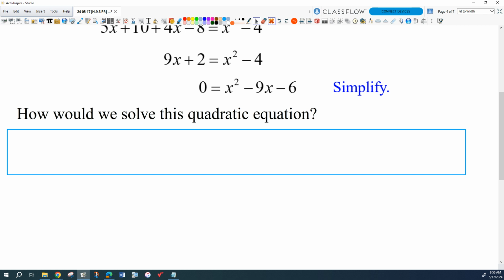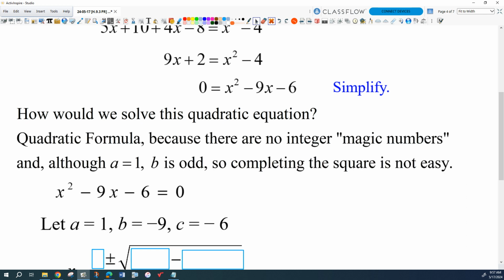Okay, so we go through the checklist. Can I point to a single x? No, so I can't isolate x using inverse operations. Can I find magic numbers? Factoring would be easy. No, we can't. Is this a good candidate for completing the square? No, because of the odd x coefficient. Even though a is 1, which would make it good, b is odd, which means we're going to have fractions that we have to square and add a bunch of fractions. That doesn't sound very fun. So we would probably just dump this into the quadratic formula, right?